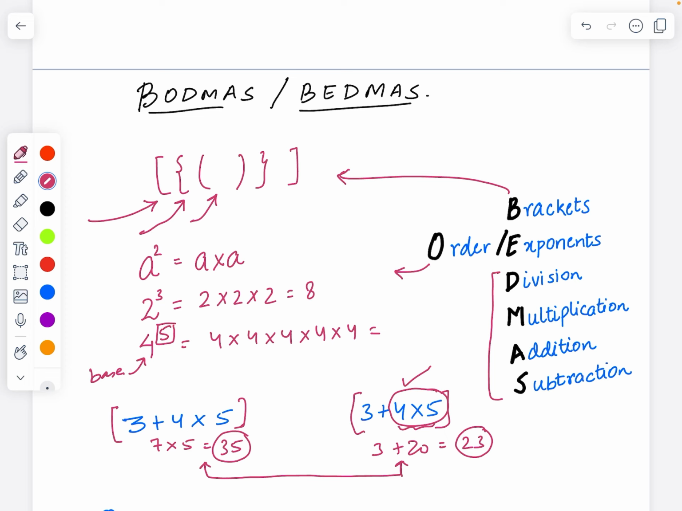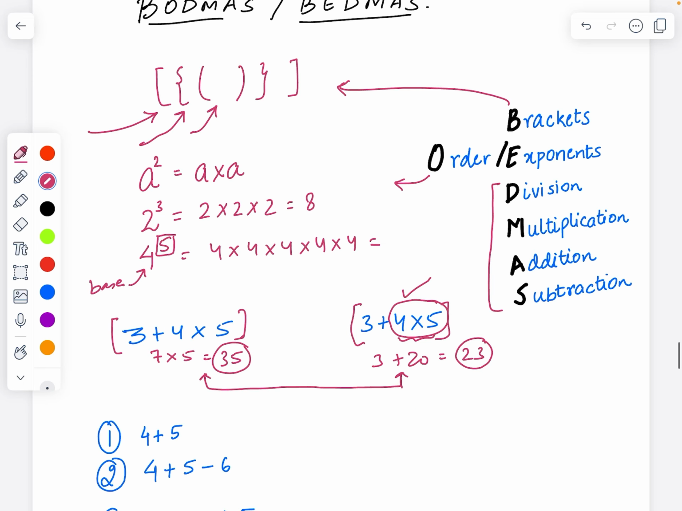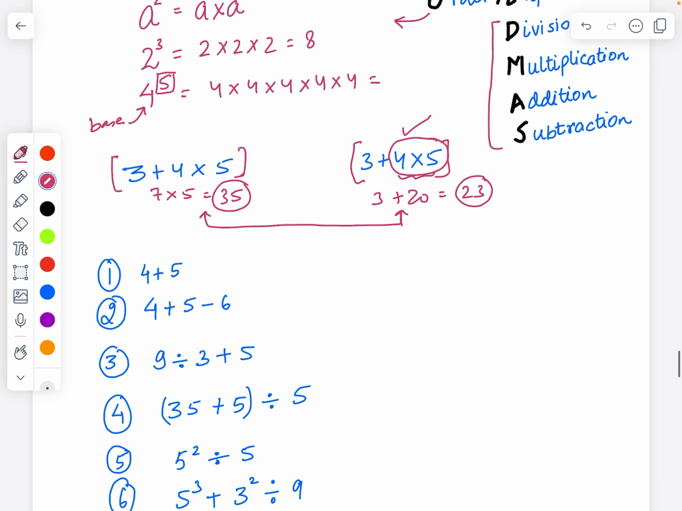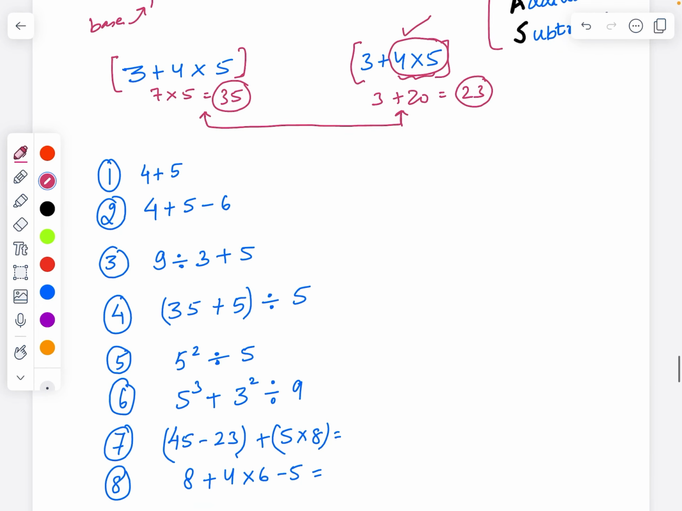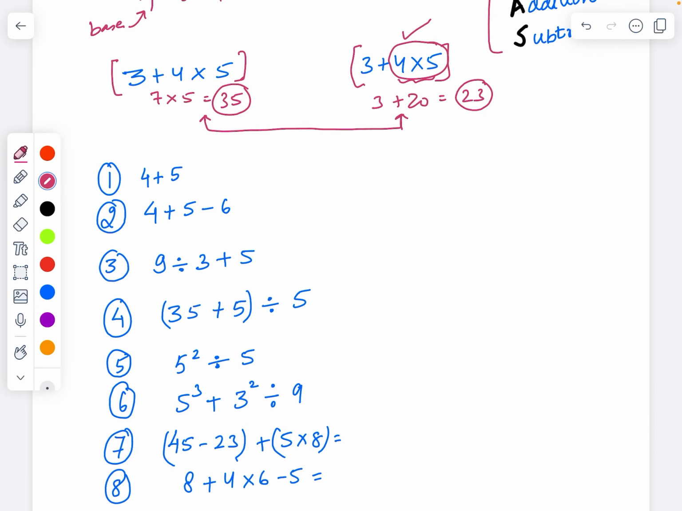Okay, so this is the order, guys. First you will do the brackets, then the exponents, then the division or multiplication, and after that the addition or subtraction. So let's come to the first set of questions that I have for you. They will certainly solve some concepts.